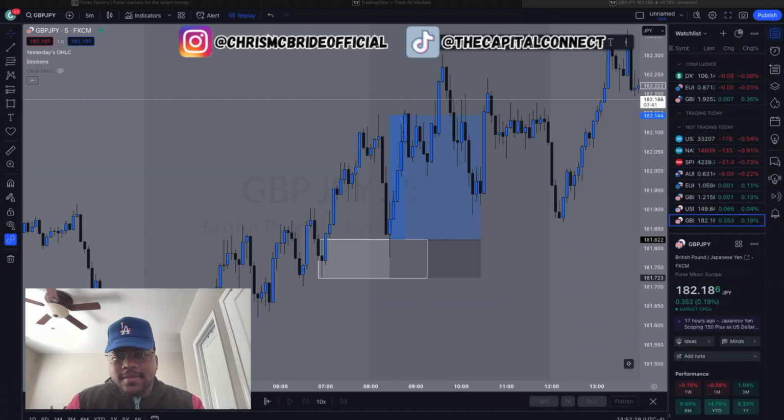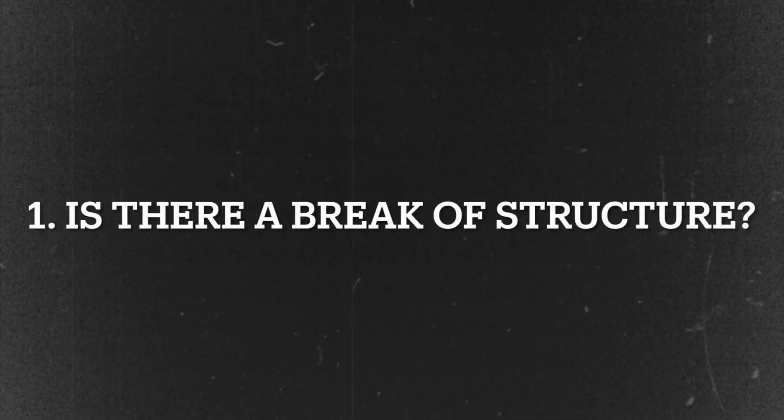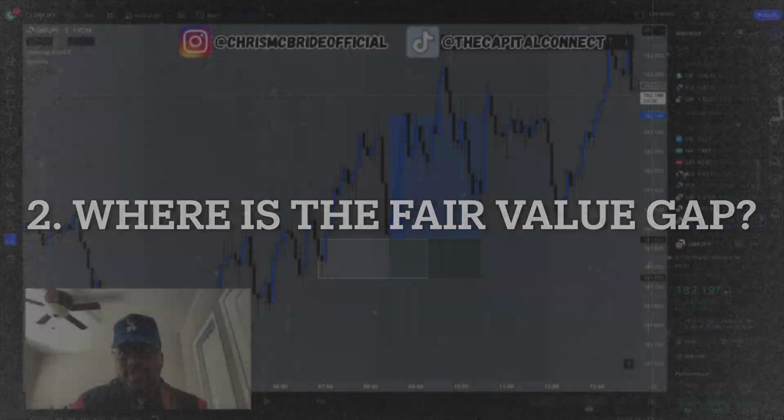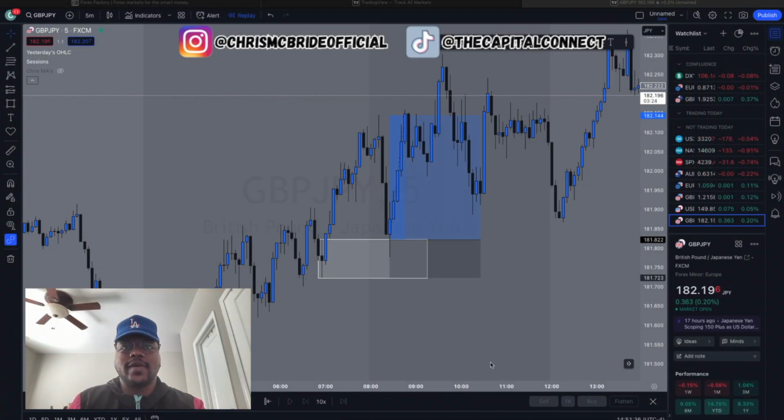So like I said, man, supply and demand is really one of the easiest strategies that you can learn, simply because there's really only two things you need to be looking out for. Number one, is there a break of structure, right? Number two, is there a fair value gap attached to your zone, right? So right here, we can see that we have a demand.